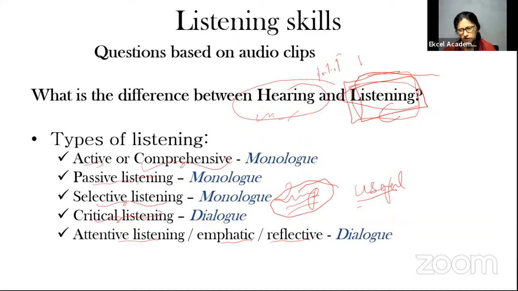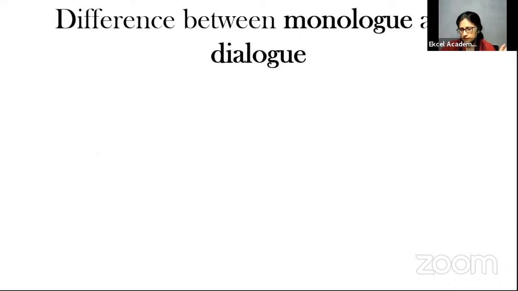It could be during a debate, or during an argument, or sometimes when the elders start giving you a host of advice. You either do critical listening or attentive listening because you want to prove you're right. Now, we'll go to monologue and dialogue.